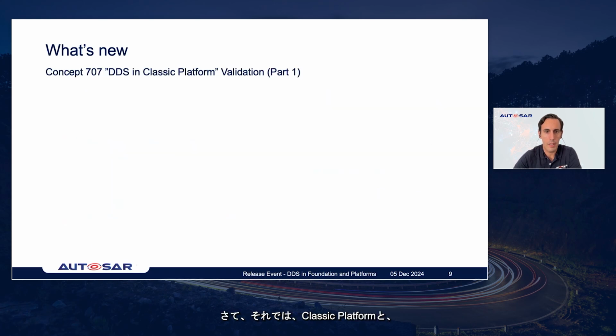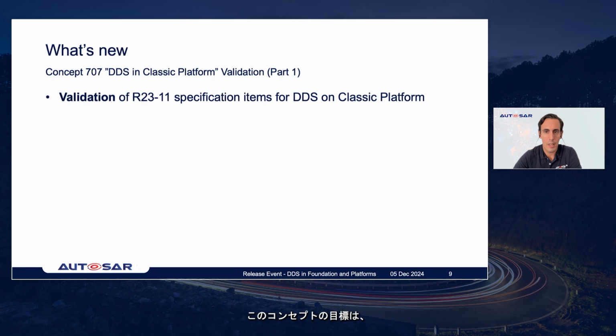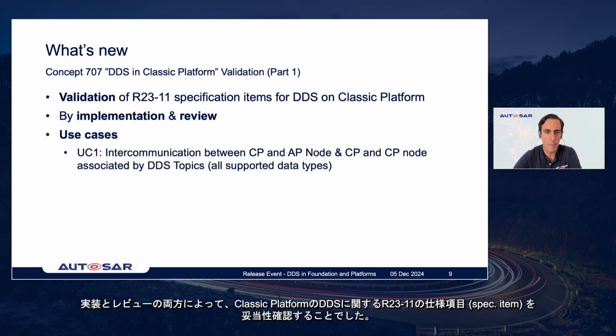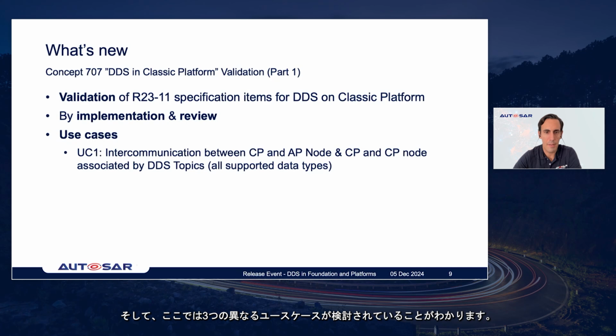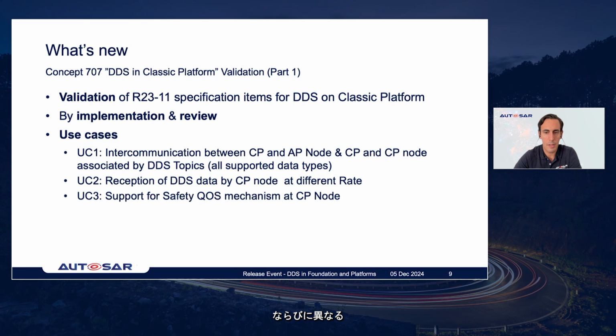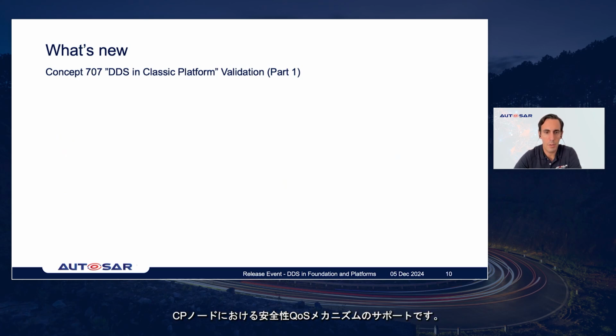Okay, so moving along, we are now going back to the classic platform and to concept 707, DDS in classic platform validation. This concept's goal has been to validate release 23.11 specification items for DDS on classic platform by both implementation and review. And we see that three different use cases have been considered here. Intercommunication between CP and AP nodes, and CP and CP nodes, reception of DDS data by CP node at different rates, and support for safety QoS mechanisms at the different CP nodes.